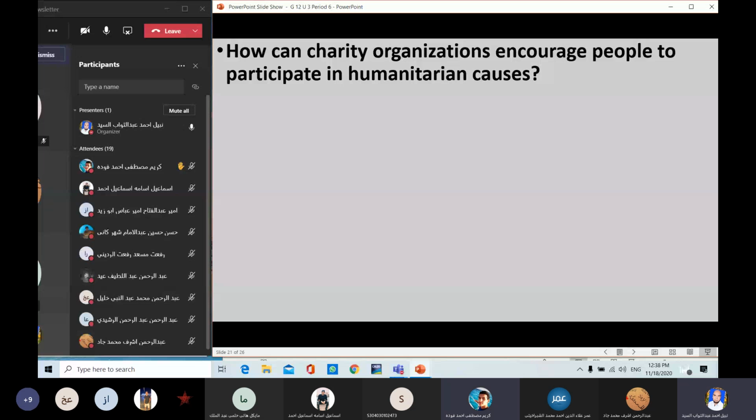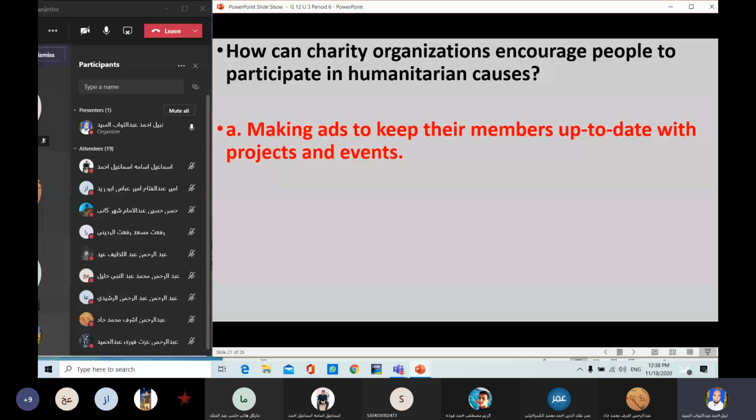By a radio advert. Yes. Social media. Yes. Using social media advertisements. So making ads, advertisements to keep their members up to date with projects and events.